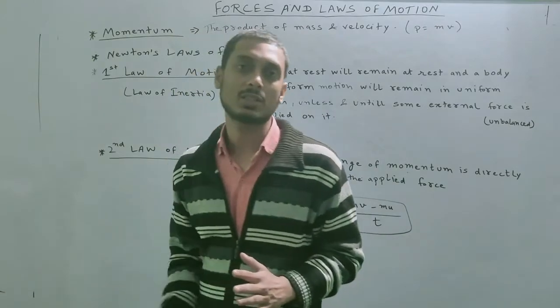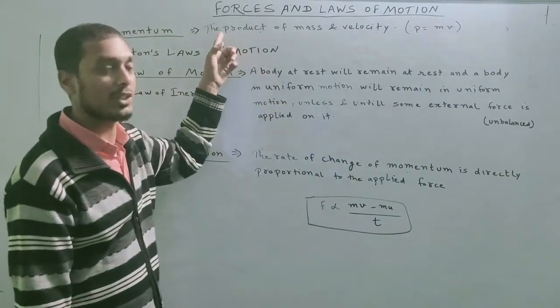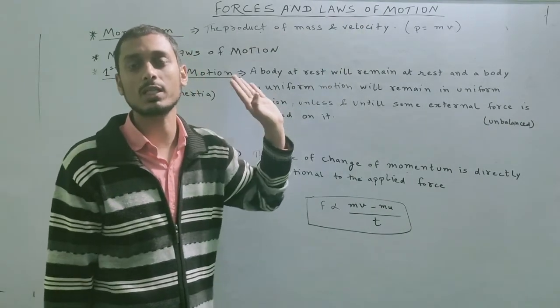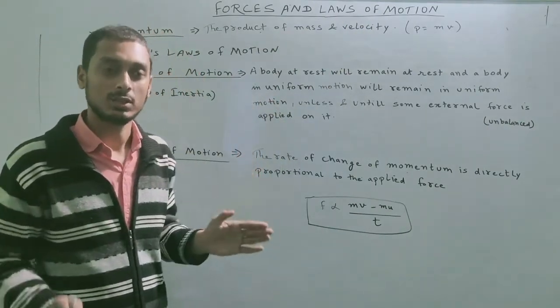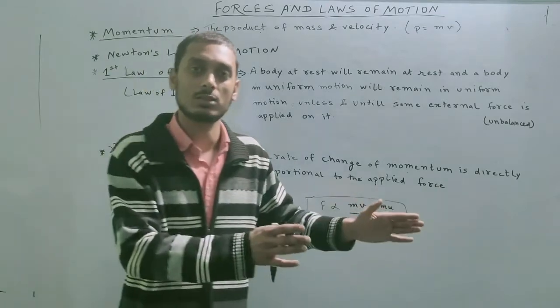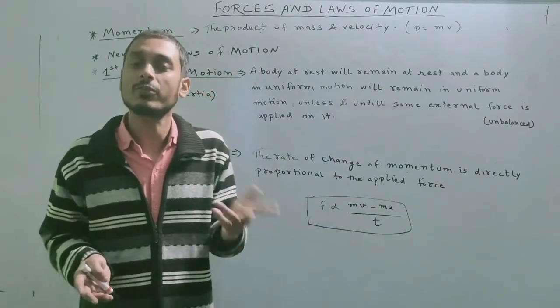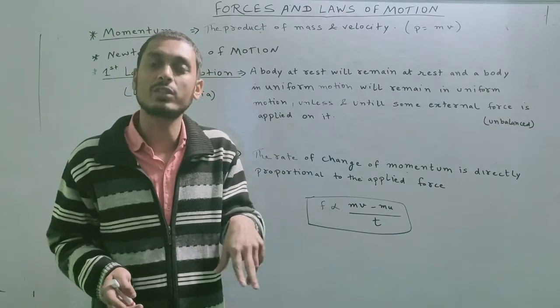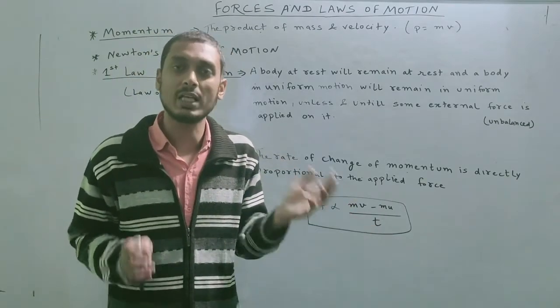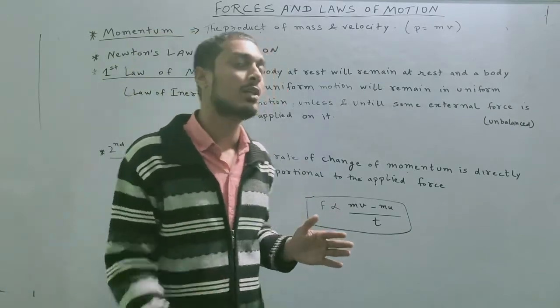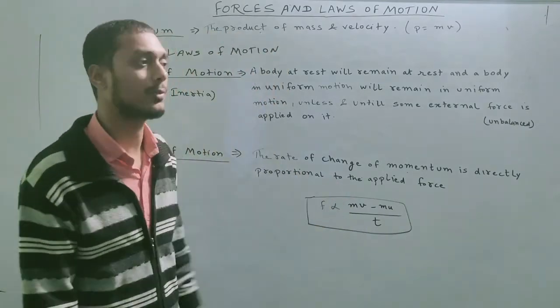Let us define it. Here I have written the definition. The product of mass and velocity is known as momentum. Suppose some body is moving, it is in motion, it has some mass. Then if we multiply its mass with the velocity, we can get the momentum of that body at that instant. Let me explain by an example.